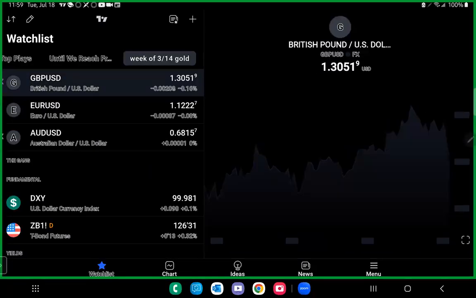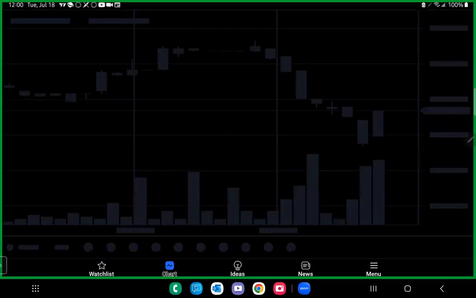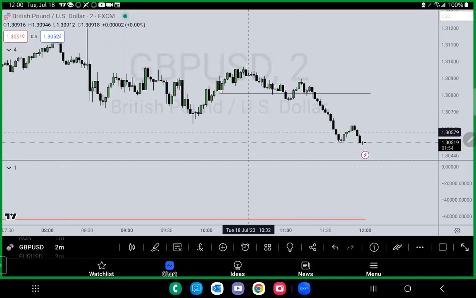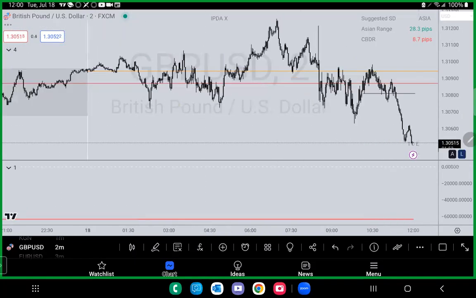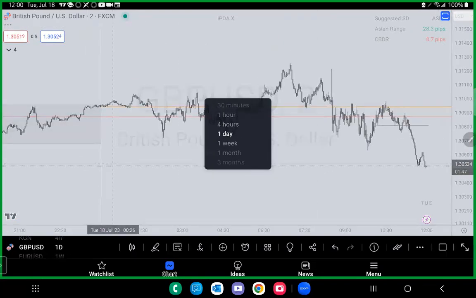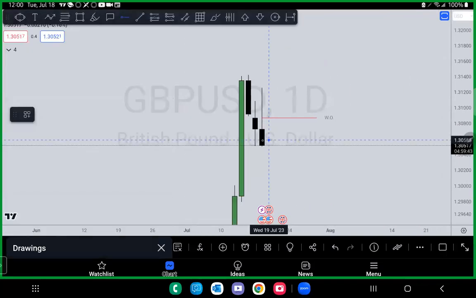All right, really quick, I'll give you guys a quick breakdown of pound USD. I was actually in this trade today, and as you guys can see, I was targeting this previous day's low. All right, and everything was perfect.